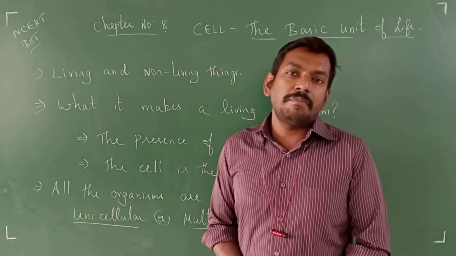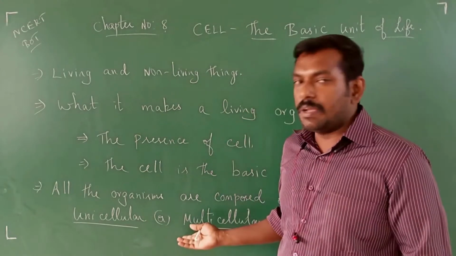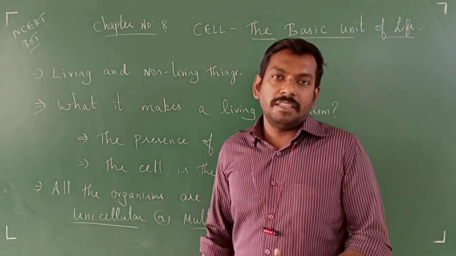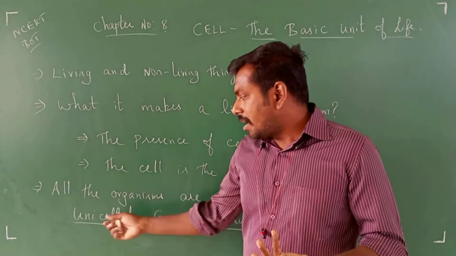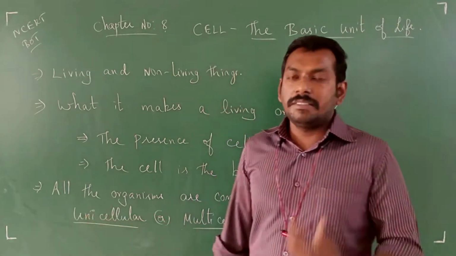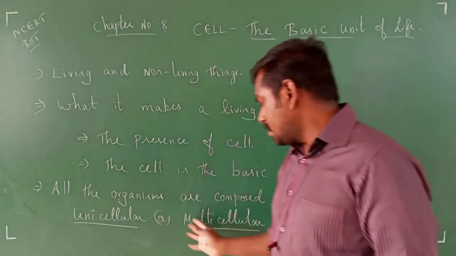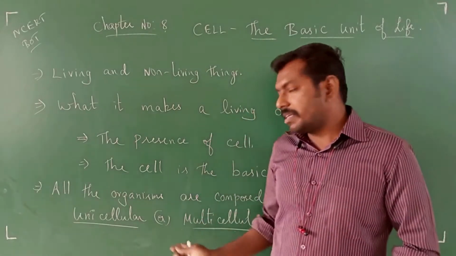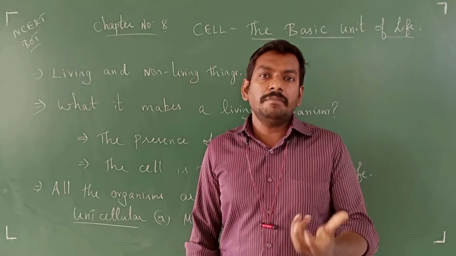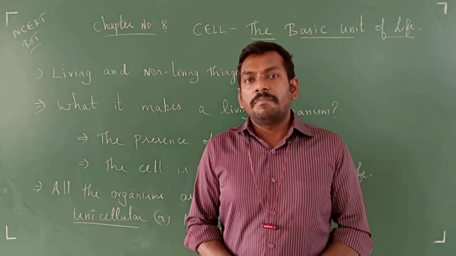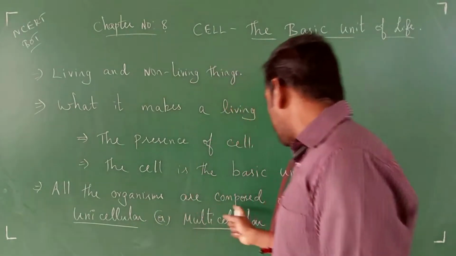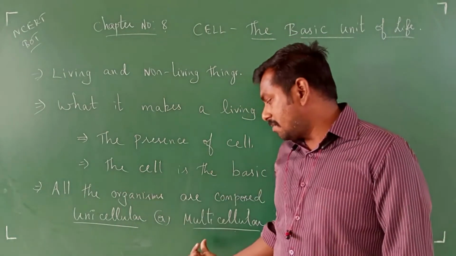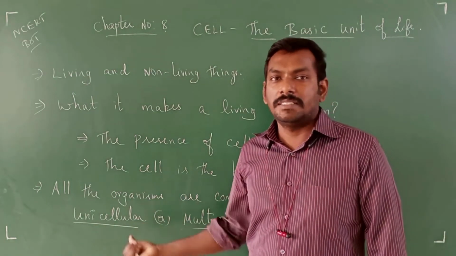It may be made up of 2, 3, or many cells. Among unicellular organisms, you will have yeast, the prokaryotic bacteria, and the amoeba. These are the unicellular organisms. Among multicellular organisms, you will have animals, plants, and human beings. So all the organisms are composed of cells: the unicellular, which is made up of a single cell, and the multicellular, which is made up of more than a single cell, right?